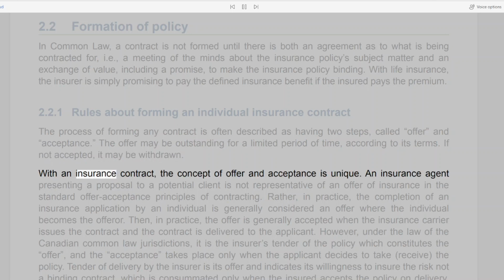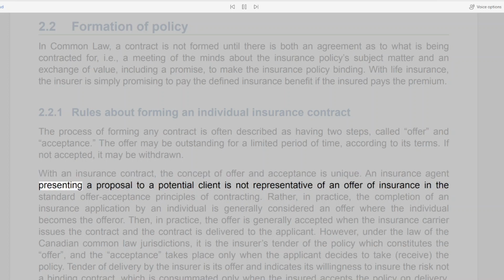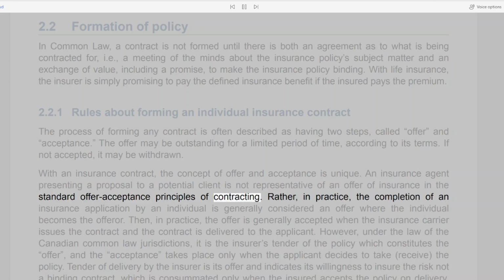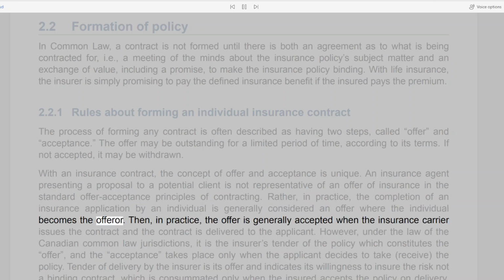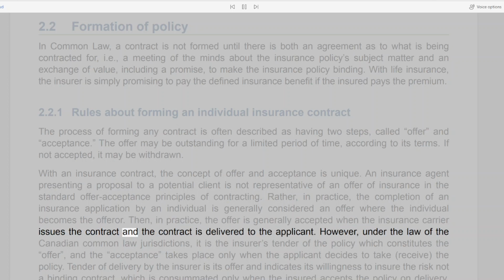With an insurance contract, the concept of offer and acceptance is unique. An insurance agent presenting a proposal to a potential client is not representative of an offer of insurance in the standard offer and acceptance principles of contracting. Rather, in practice, the completion of an insurance application by an individual is generally considered an offer, where the individual becomes the offeror. Then, in practice, the offer is generally accepted when the insurance carrier issues the contract and the contract is delivered to the applicant.